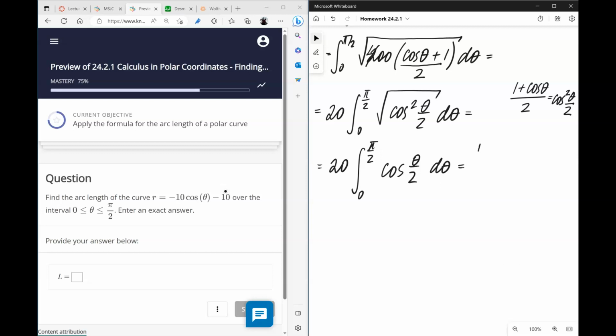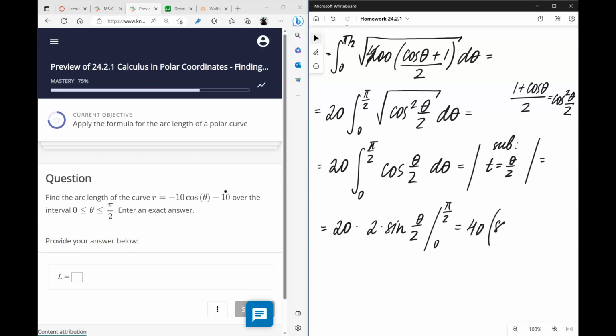And now we do the substitution, and here's going to be the answer. It's going to be 2 sine of half of theta from 0 to pi over 2. So we got 40 times sine of pi over 4 minus sine of 0, and we are almost there. This will be the exact answer.